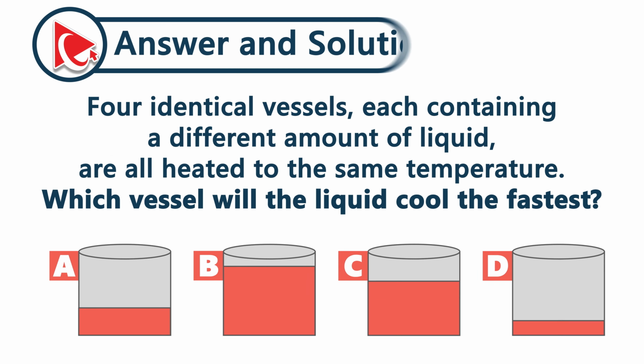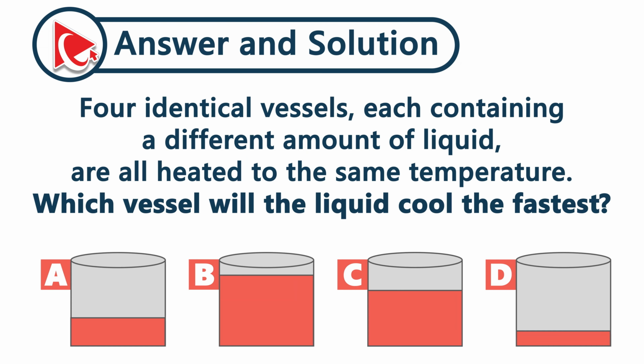To answer this question, apply the principle of heat loss per unit volume. Liquids with less volume cool faster because they have less thermal mass and greater surface area to volume ratio. Since vessel D has the least amount of liquid, it will lose heat the fastest, making it cool down the quickest. So the correct answer here is choice D.